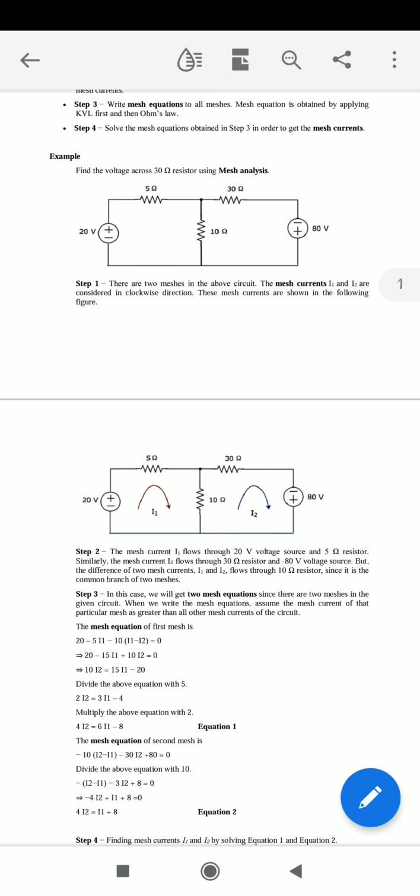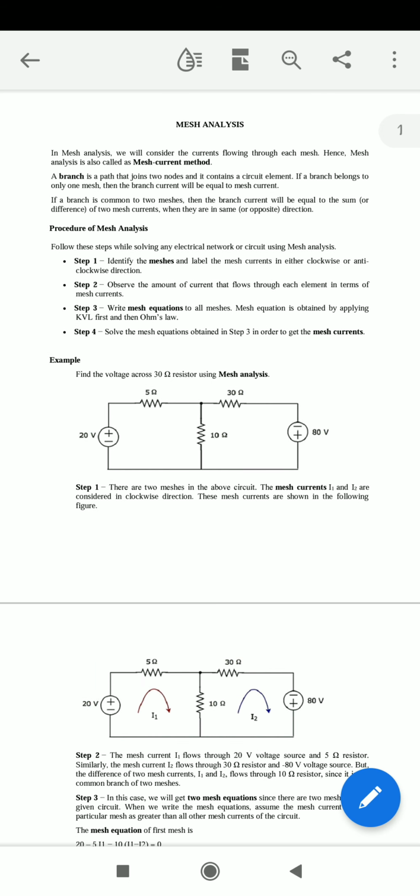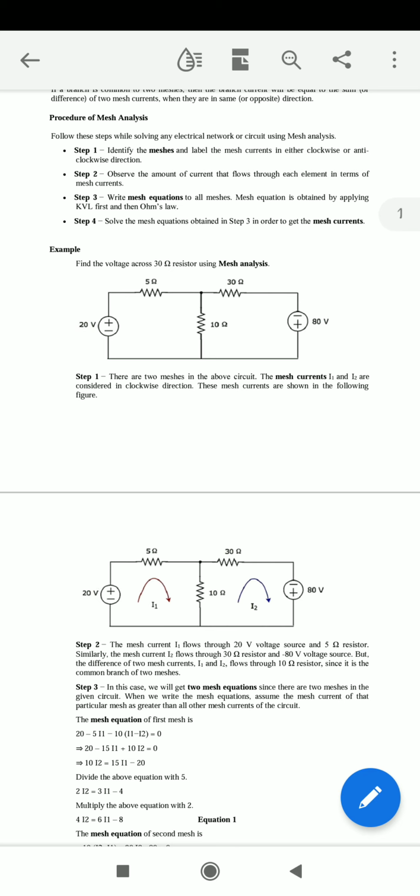So step 1: identify the meshes and label the mesh currents in the clockwise or anti-clockwise direction. First we identify the meshes. Two meshes are there. The 20 volt, 5 ohm and 10 ohm is one closed path. Another one is the 80 volt, 30 ohm and 10 ohm, which is another closed path. So two meshes, and we get two mesh equations.